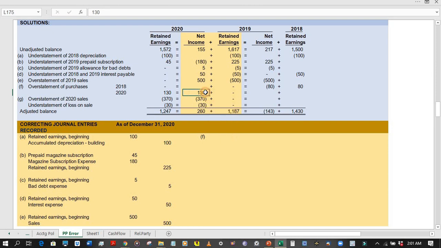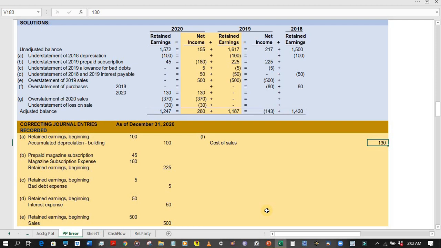So in order to increase the net income in 2020, we are going to use a nominal account, and that will be a credit. So what is the nominal account that is related to purchases? That is a credit to purchases. But we are going to use the cost of sales account since credit to purchases is a decrease in cost of goods sold. So instead of crediting purchases, we can also credit cost of goods sold. So our entry would be a credit to cost of sales for 130 pesos.